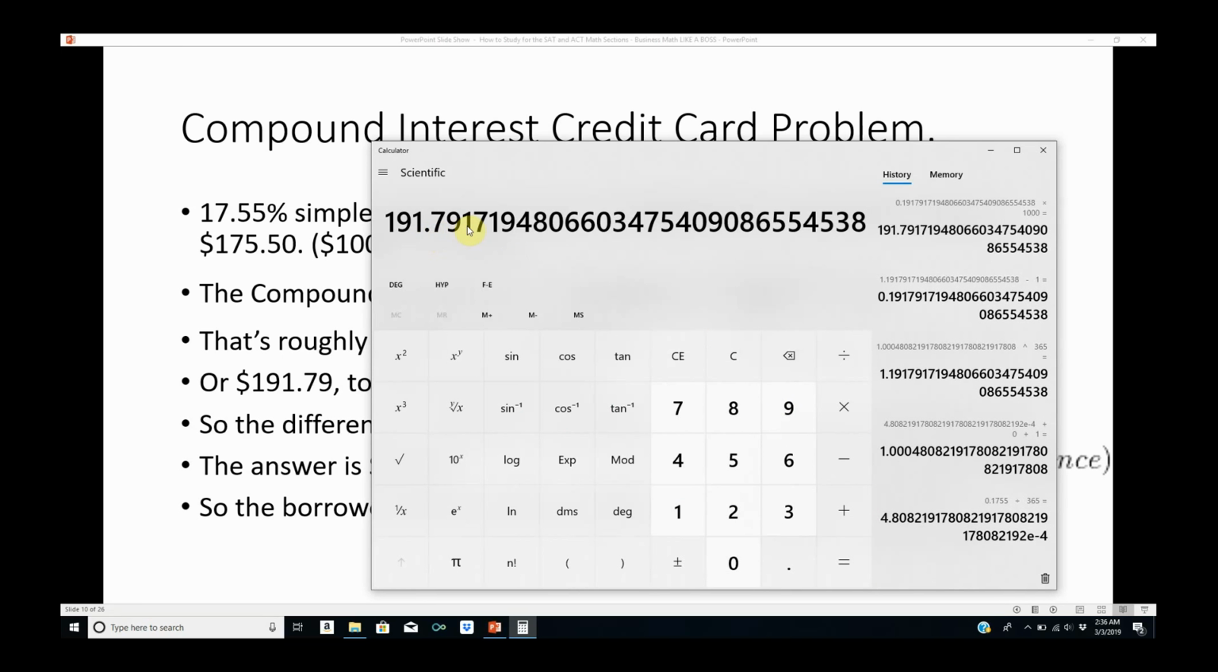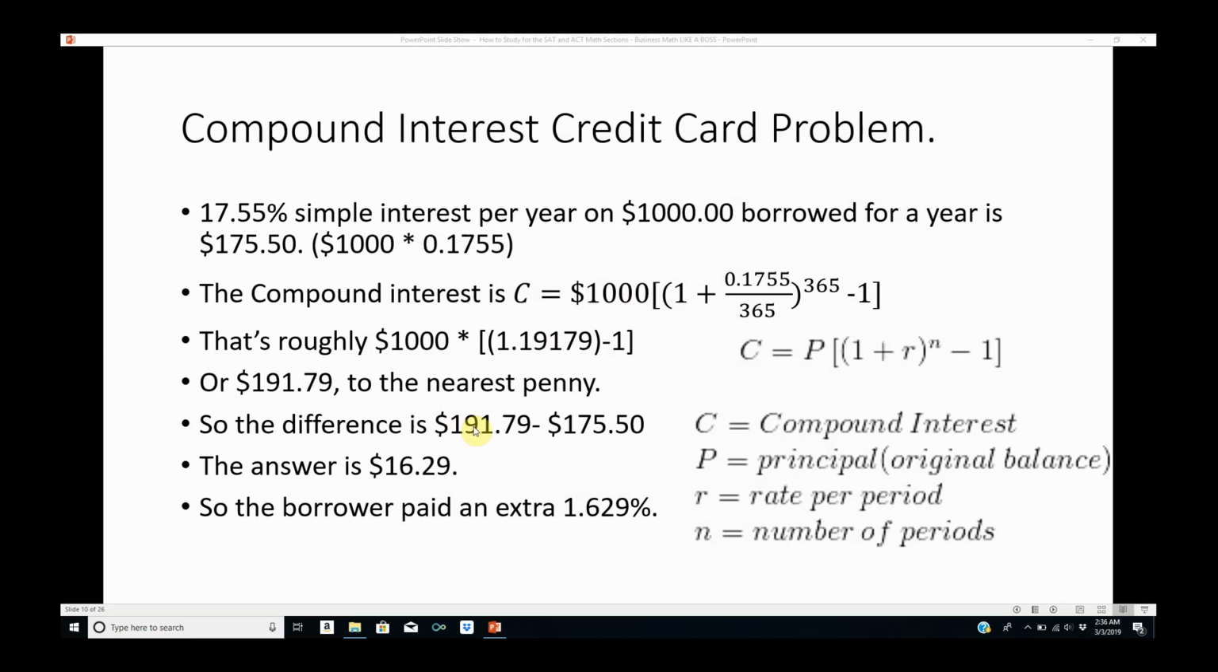So voila, we get 191.7917. Obviously, we're going to have to round it to the nearest penny, so that's just $191.79. So then we just subtract 175.50, the simple interest amount, from 191.79, and we get $16.29 as a difference, so the borrower paid an extra 1.629%. So you can see how compound interest helps banks out. Now imagine that millions of people are all doing this, paying that extra interest to banks, and you can see why banking can be very profitable.